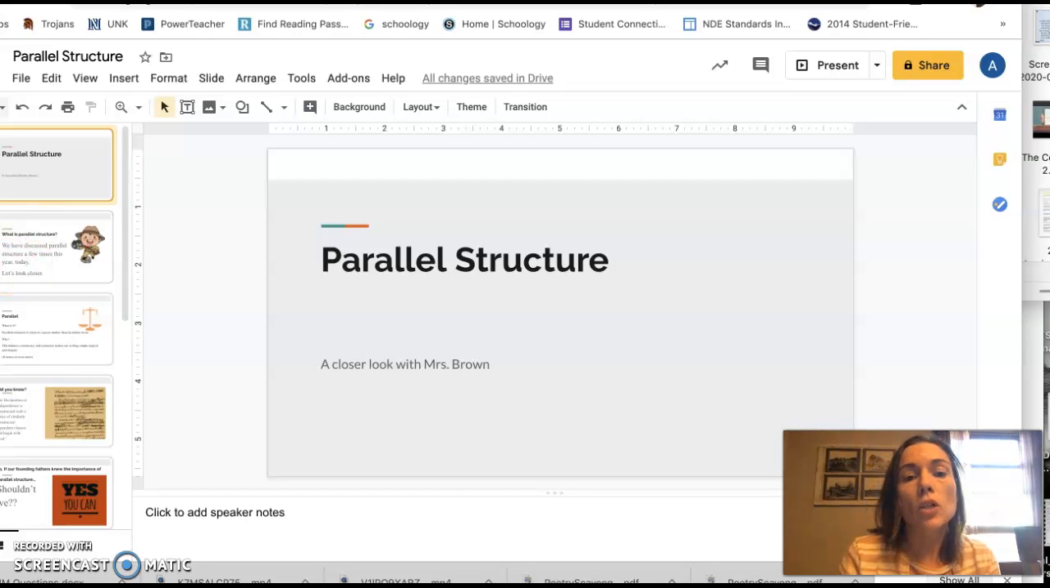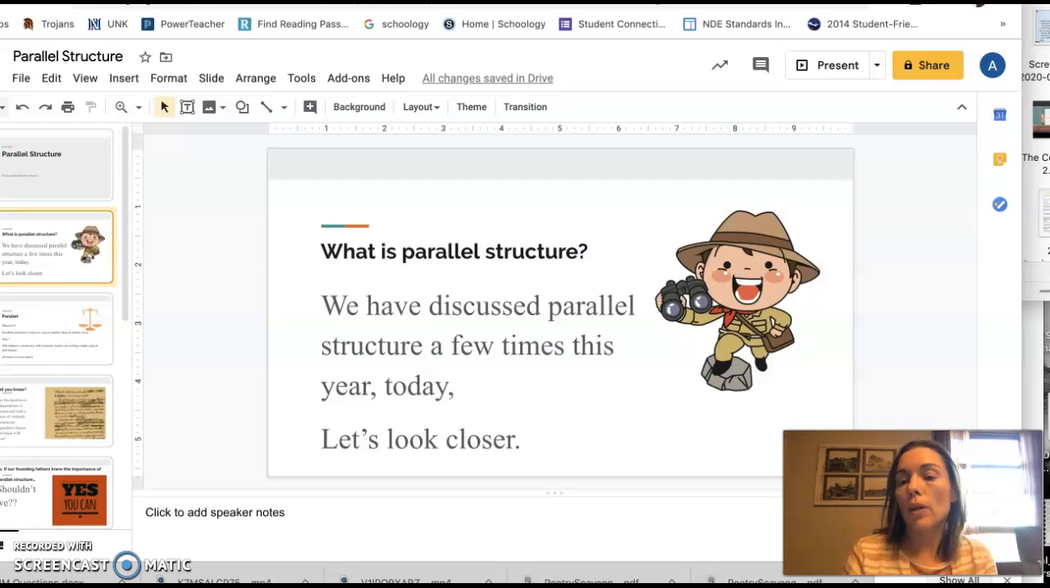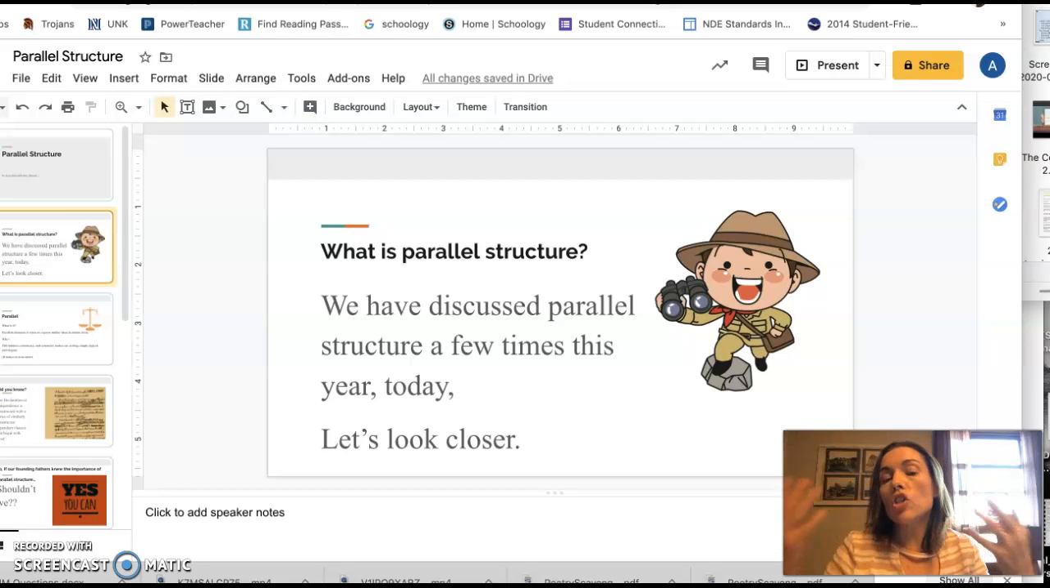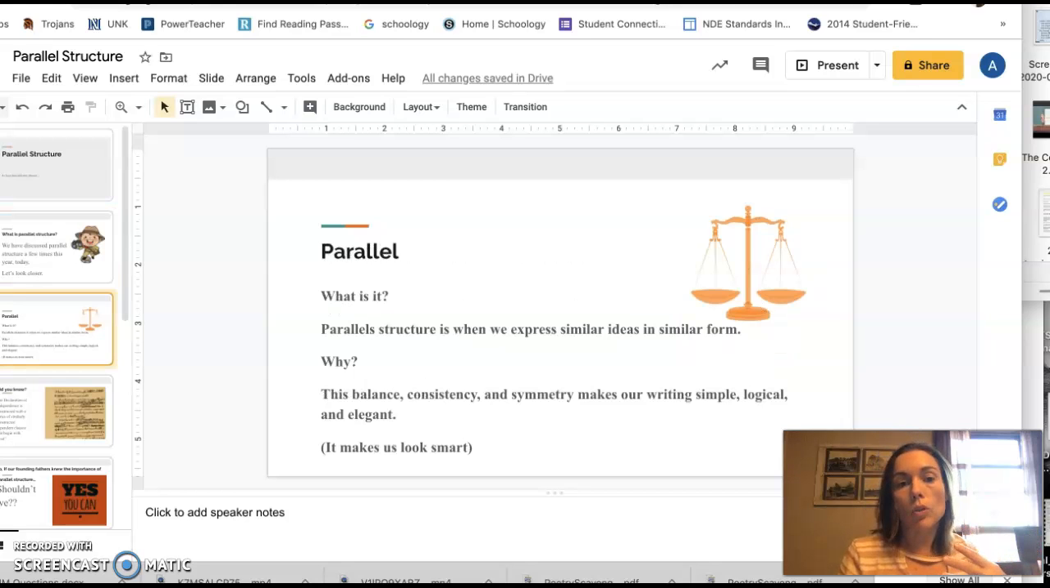All right. So we're going to look a little bit closer at parallel structure. We've talked about it all year. Remember when I say, if you start in past tense writing, you need to keep it in past, present, keep it in present. You don't want it flopping all over the place. Well, that's parallel structure, a start out of it, right? But today we're going to look a little bit closer.